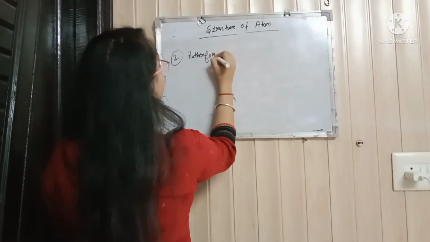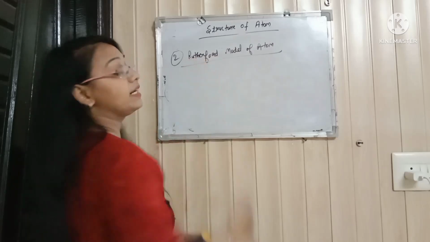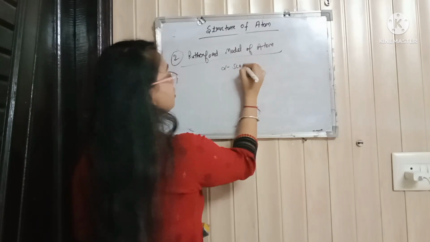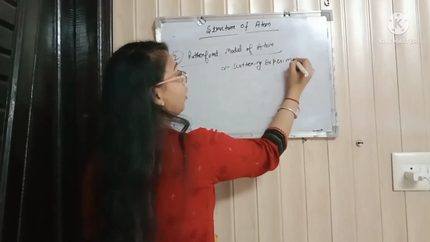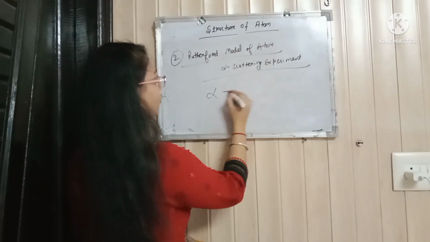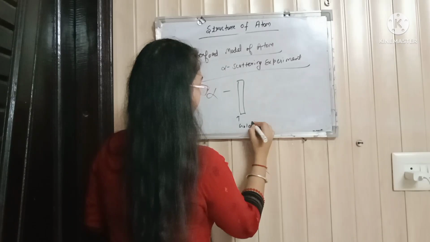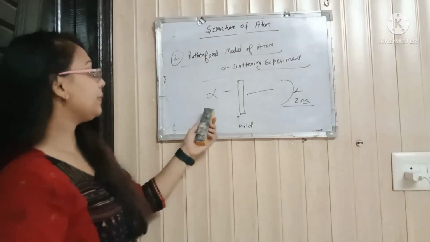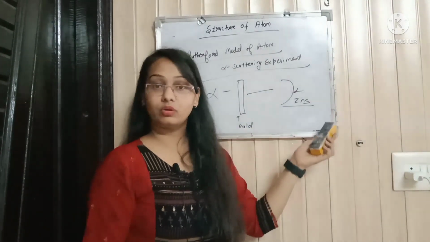Now let's talk about the Rutherford model of atom. Rutherford did an experiment to explain the structure of atom, and his experiment is also known as the alpha scattering experiment. Under his experiment, he made alpha particles fall on a gold foil and made them bombard on a zinc sulfide screen.